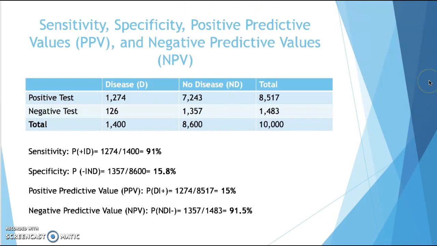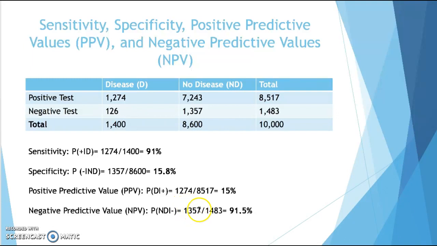This data in the chart that I'm about to discuss is from my latest study and is based off of a population-based sample of 100,000 people. There are 1,400 confirmed cases of the disease and 8,600 non-cases of the disease. We can also see that 8,517 cases were screened as positive and 1,483 cases were screened negative out of the 10,000 total individuals. These calculations were made based on the numbers presented in this chart.